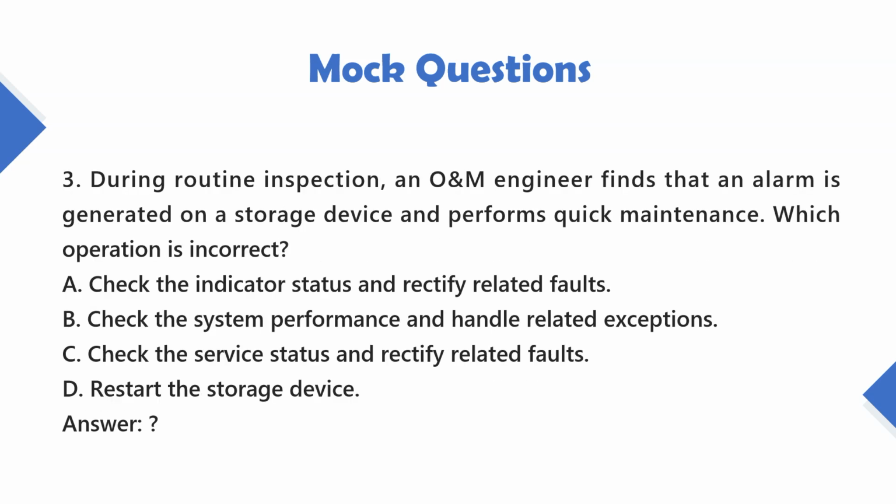3. During routine inspection, an O&M engineer finds that an alarm is generated on a storage device and performs quick maintenance. Which operation is incorrect? A. Check the indicator status and rectify related faults. B. Check the system performance and handle related exceptions. C. Check the service status and rectify related faults. D. Restart the storage device.